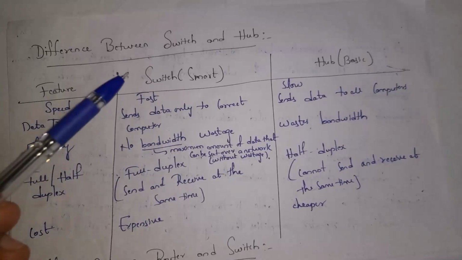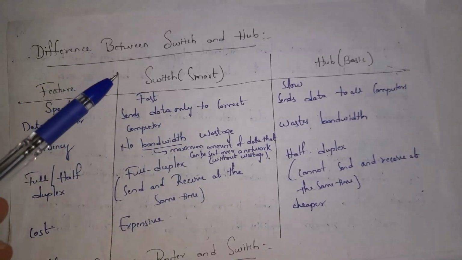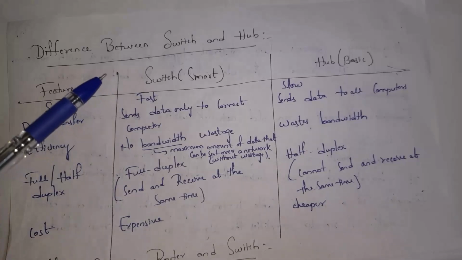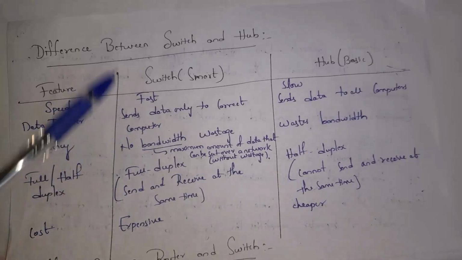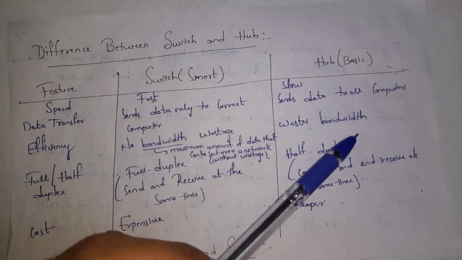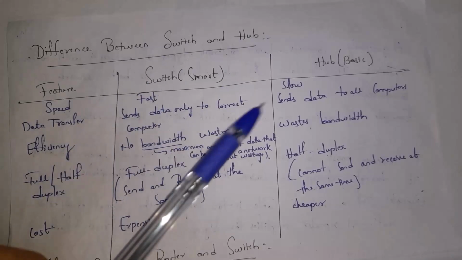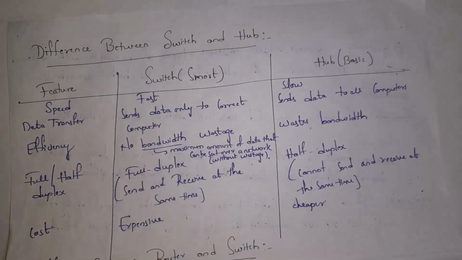Guys, a switch is full duplex. Full duplex means the switch can send and receive data at the same time. This is the meaning of full duplex. Whereas a hub is half duplex, which means it cannot send and receive data at the same time. A switch is expensive compared to a hub, and a hub costs less compared to a switch.